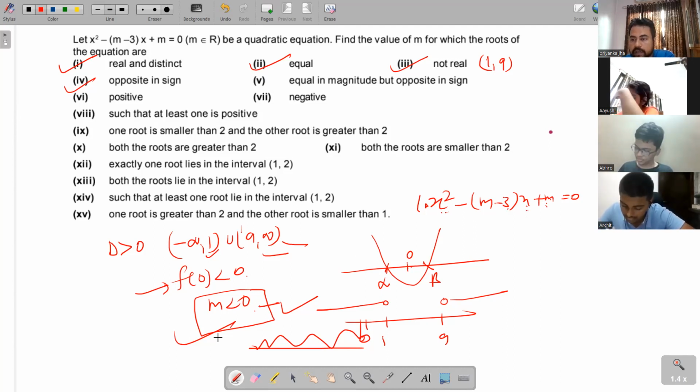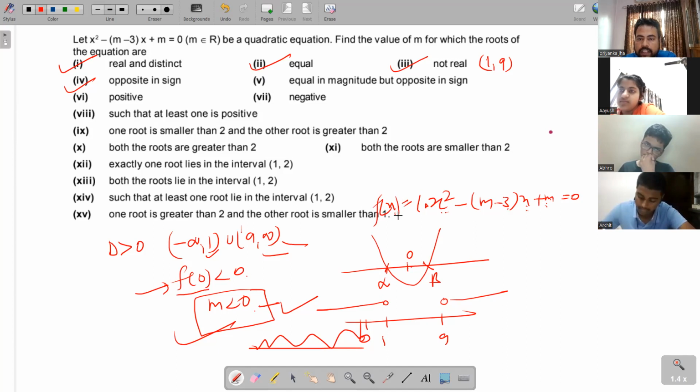Everyone, understood? Sir, I don't understand why m is less than 0. It's nothing, son. F0, this is your function. Just put x equal to 0 in this function. If you put x equal to 0, this is 0, this is 0. So f0 is m only. And f0 has to be less than 0. Correct? Yes sir.